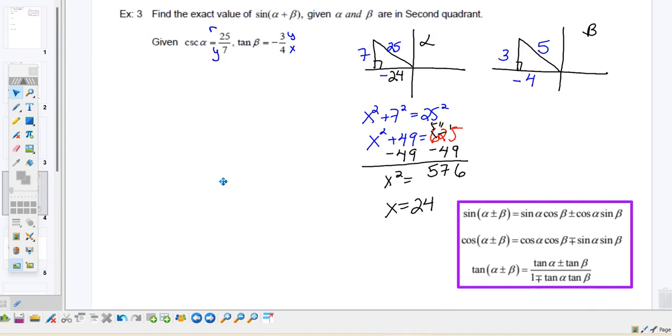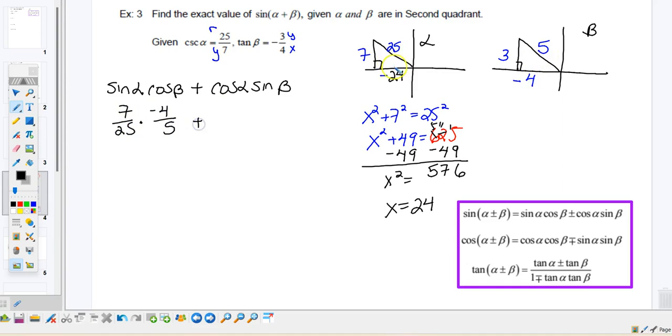Okay, let's finish this last one. Now that we've got our pictures, what's the identity we're given? Sine alpha plus beta. So coming to my sine, I'm going to expand that to sine alpha cosine beta plus, in between the angles, stays plus on the right. Using my pictures, sine alpha 7/25, cosine beta -4/5, cosine alpha, sine beta.